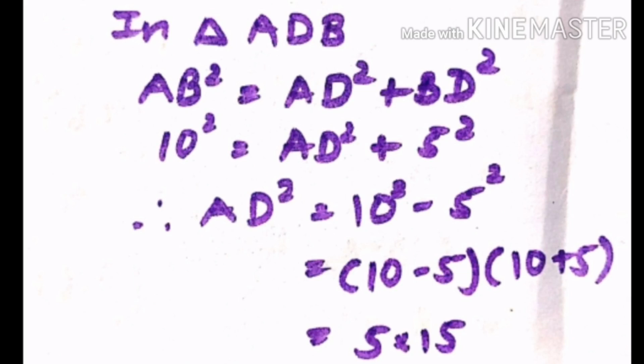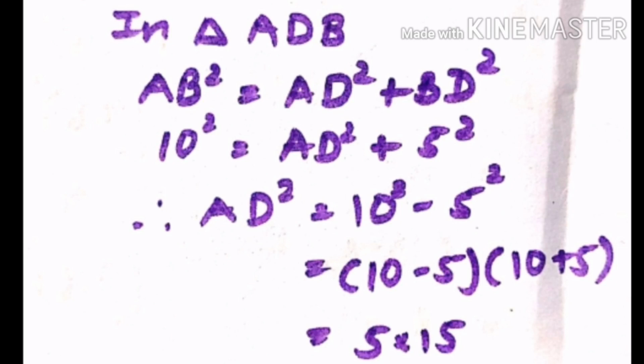So in triangle ADB, I take Pythagoras theorem. AB square is equal to AD square plus BD square. Substituting values, AB is 10 and BD is 5. So AD square is equal to 10 square minus 5 square. By factorization of a square minus b square type, I take the factors 10 minus 5, 10 plus 5. You can also take 100 minus 25. So here I get 5 into 15, and 5 into 15 is 75.